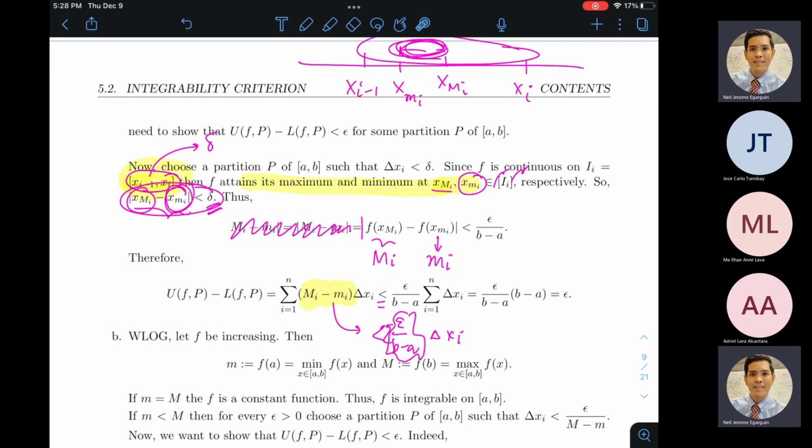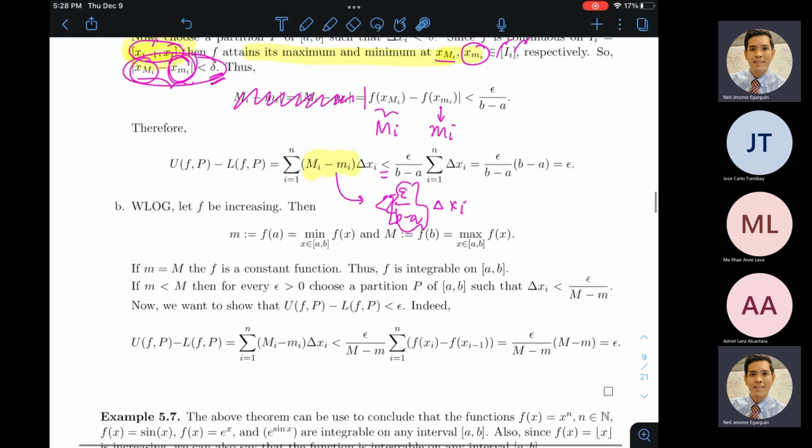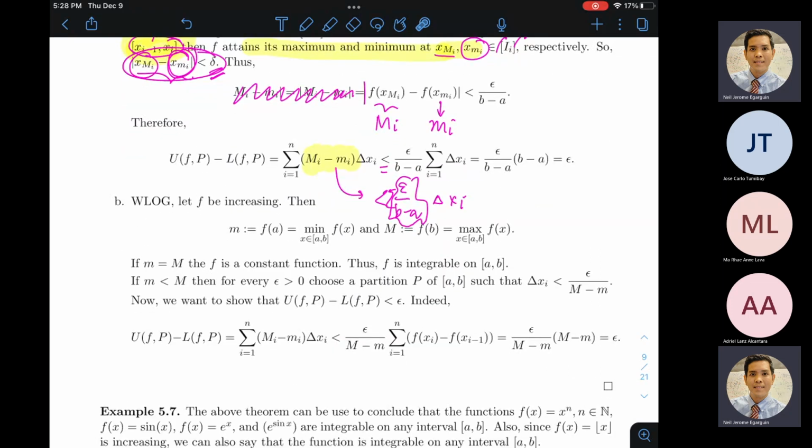We don't know where the supremum is in each subinterval. But if f is monotonic increasing, we know that the maximum is always at the right endpoint and the minimum is always at the left endpoint. So you can bank on that idea and then modify the proof from part A to get the proof for part B, because you already know where the maxima and minima occur in each subinterval. So probably I'll leave part B as a reading assignment to you guys.